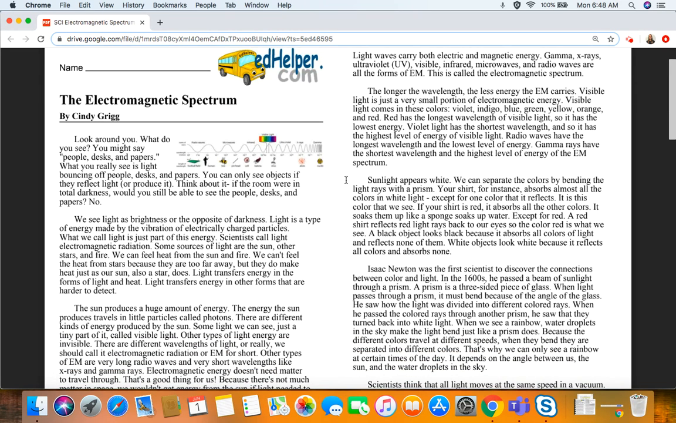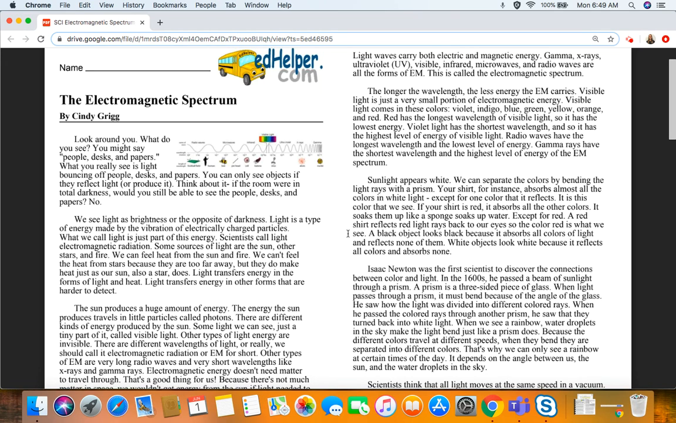Sunlight appears white. We can separate the colors by bending the light rays with a prism. Your shirt, for instance, absorbs most of all the colors in white light, except for one that it reflects. It is this color that we see. If your shirt is red, it absorbs all other colors. It soaks them in like a sponge soaks up water, except for red. A red shirt reflects red light rays back to our eyes, so the color red is what we see.